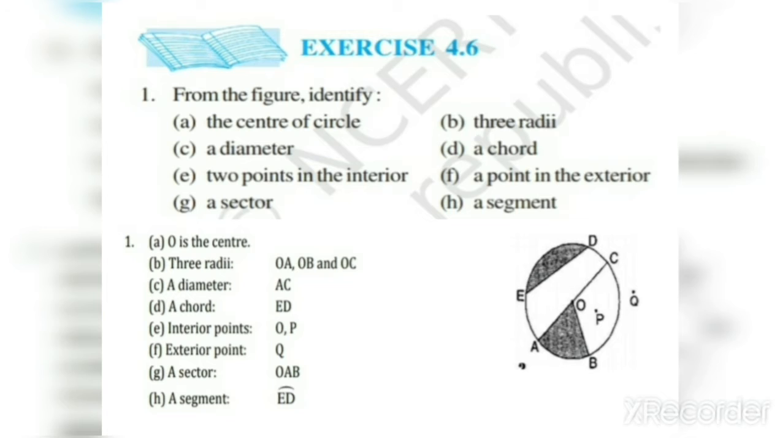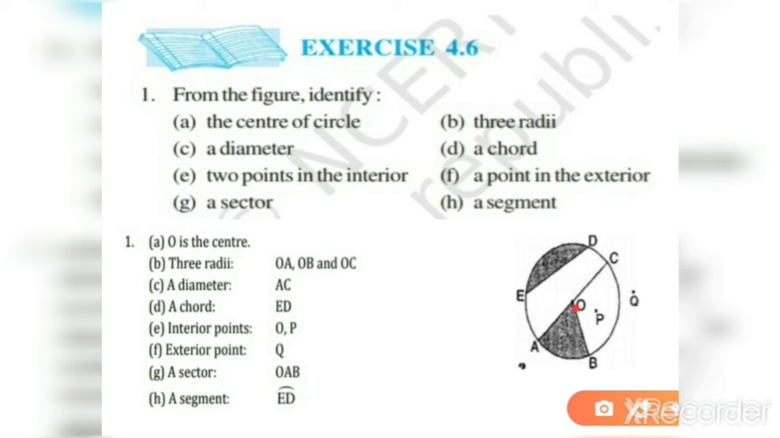Exercise 4.6. Here we have one figure and we have to find out its parts. Number A is the center of the circle. Which is the center of the circle? O. O is the center of the circle. Next is radius. We have to find out radius. Always remember radius has two endpoints. One is the center of the circle and another one is on the circle.